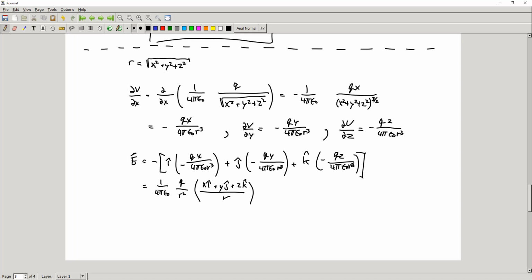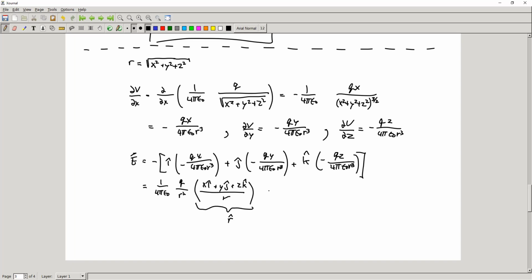And then we can realize, what is this x i hat, y j hat, z k hat? Well, this is just our unit vector r, right? If we're dividing by r, this is going to give us the vector r, and the vector r divided by r is going to give us a unit vector r. So all this together is just going to give us a unit vector r, right? Because pointing in x in the i hat direction, y in the j hat direction, z in the k hat direction, that's just pointing in the r vector direction, okay?